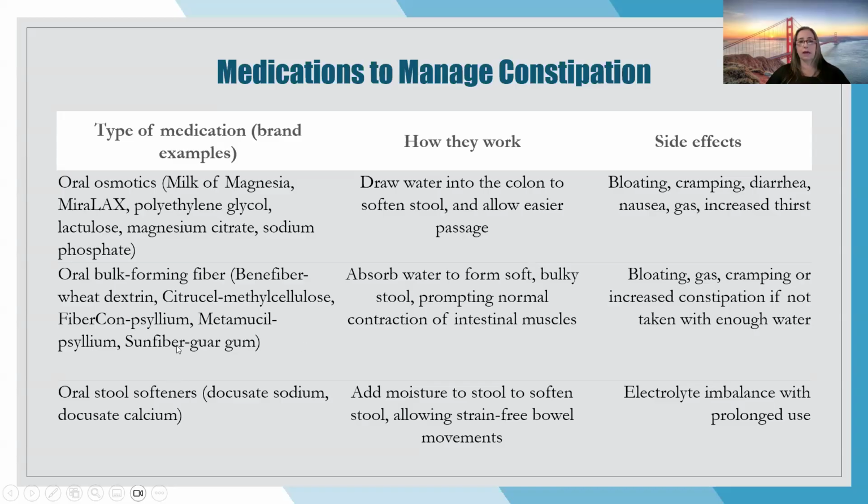I want to point out the last one in particular. It's called Sun Fiber, and this is a hydrolyzed guar gum fiber. It's different than other fiber supplements in that it's very, very gentle on the GI tract. From what I understand, it's really tolerable for people who, when they take regular psyllium fiber, have some gas or GI upset with it. So just keep that in mind if someone has trouble with the regular fiber supplements.